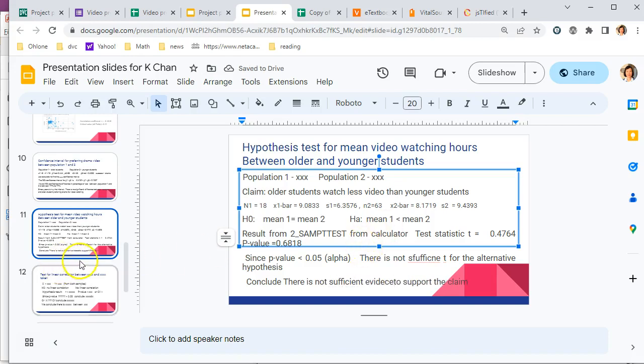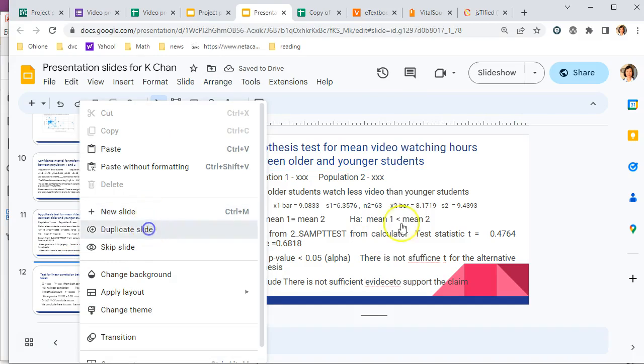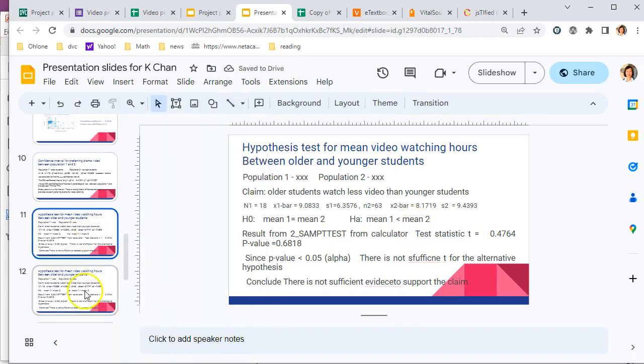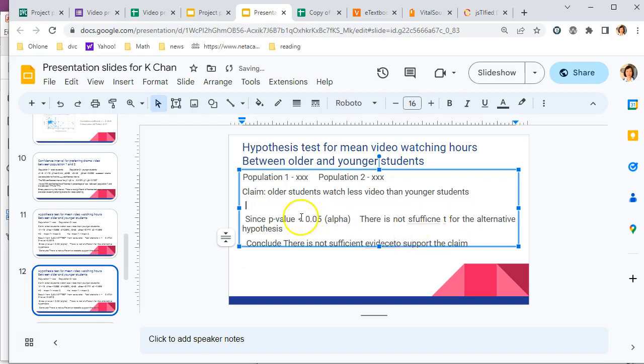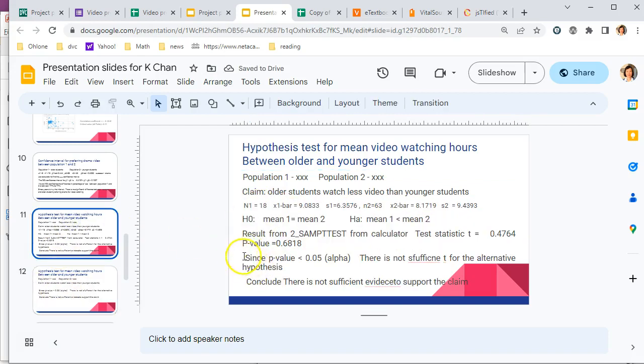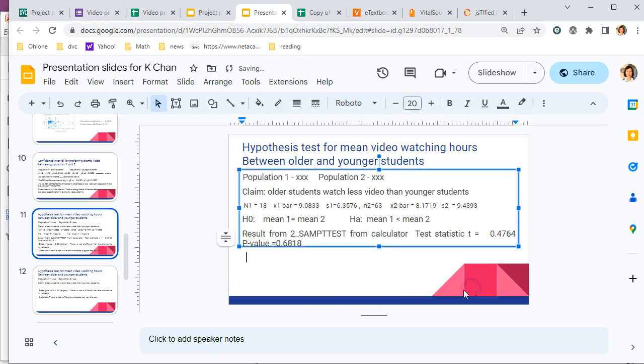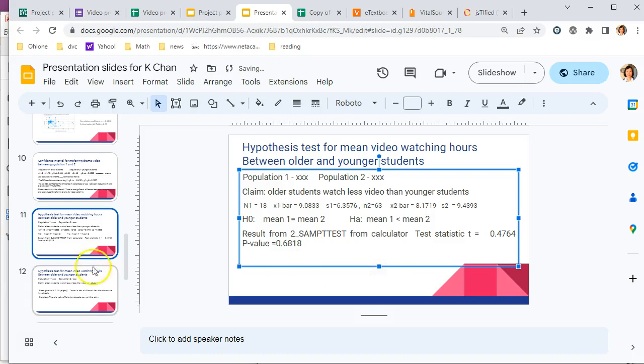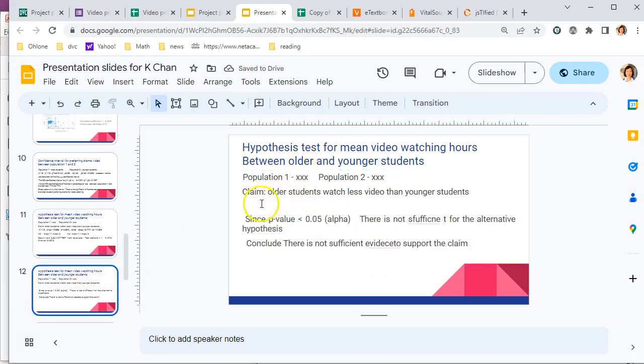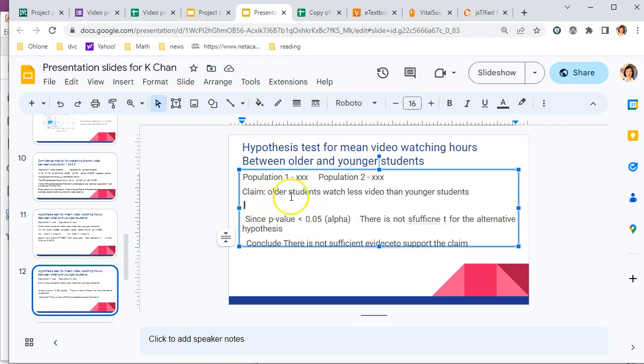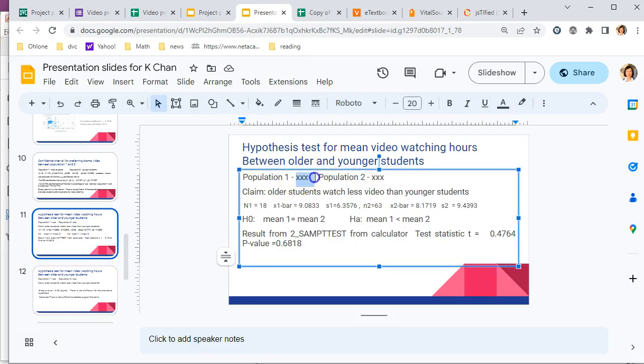Yeah, I think I'm going to do it. Add a new slide, duplicate slide. So for the second slide, I would just do the p-value. The first slide, I would just do this. You can figure it out. We still have the claim there. We still have the population. Oh, so population 1 should be older students. Population 2 is younger students.